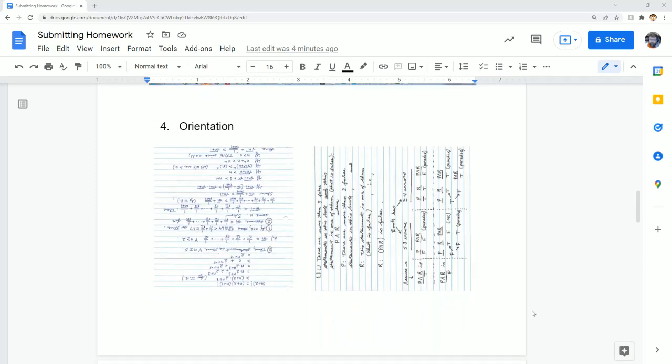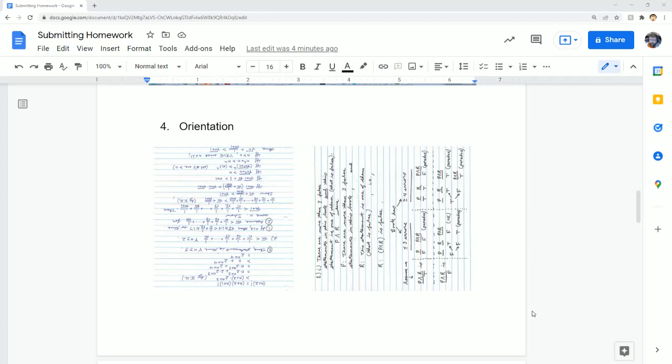Orientation. I don't know about you, but I have a really hard time reading math upside down and sideways. It takes me a lot longer than reading it the right way up. If you could please make sure your pictures are oriented properly. And this is one of the reasons that I prefer the one file method, so basically putting your pictures into a document and submitting it that way.